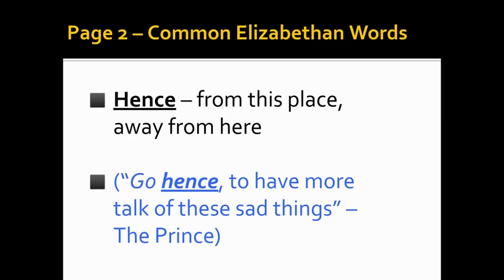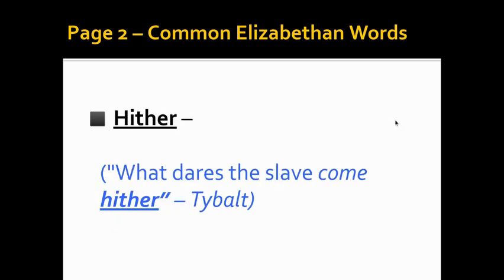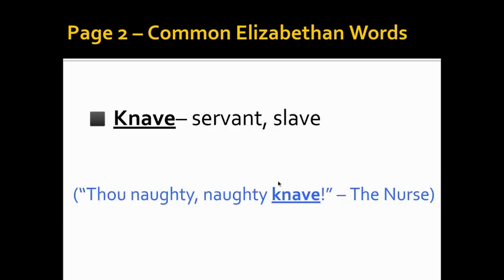Hence means away from here. And so if we see characters like the prince here says, go hence, he just means go away from here. Don't use the word anymore. Definitely archaic, as is hither. And Tybalt says, what dares the slave come hither? And that was just an insult toward other characters, but it means here. Hither means here. We'll get to thither a little bit farther along.